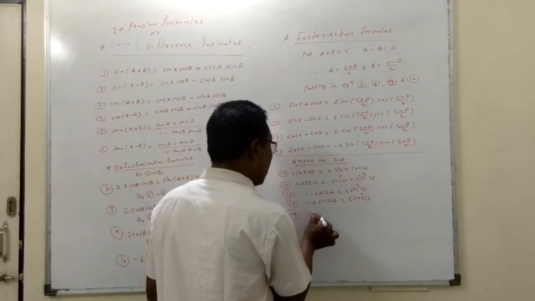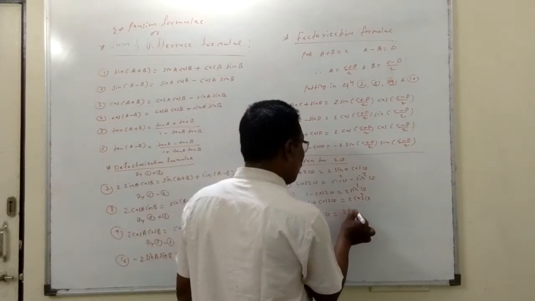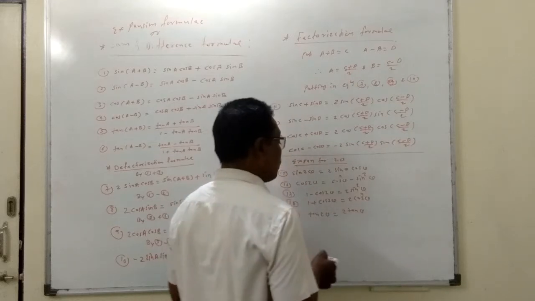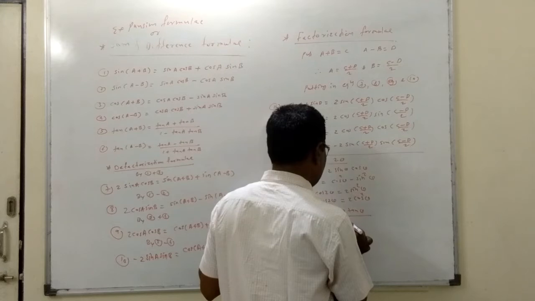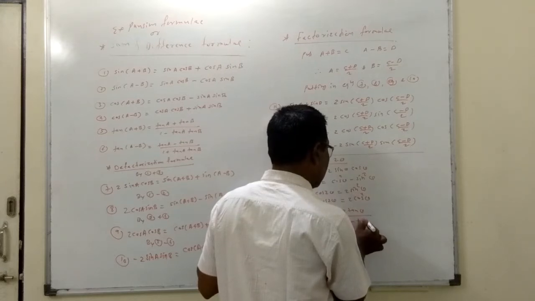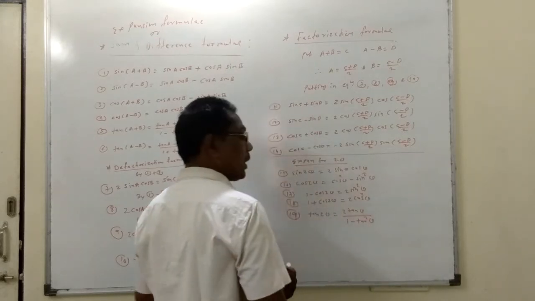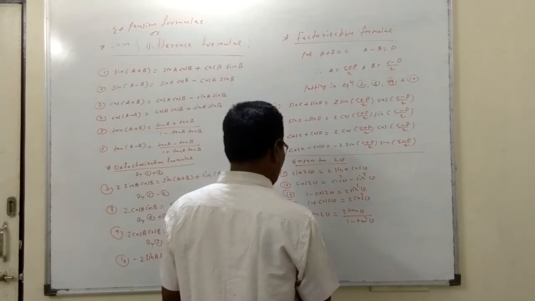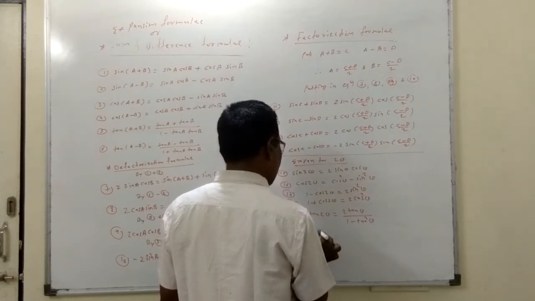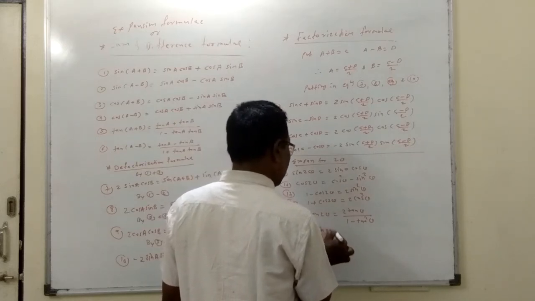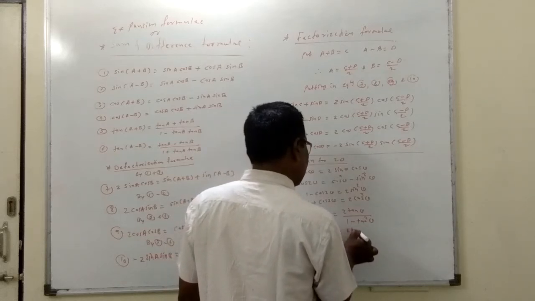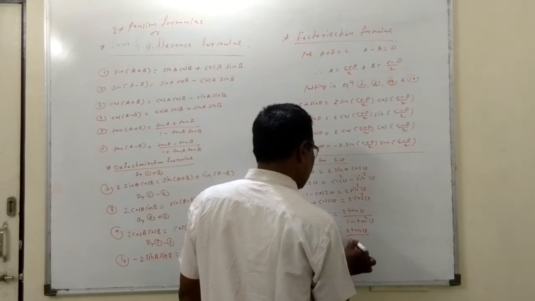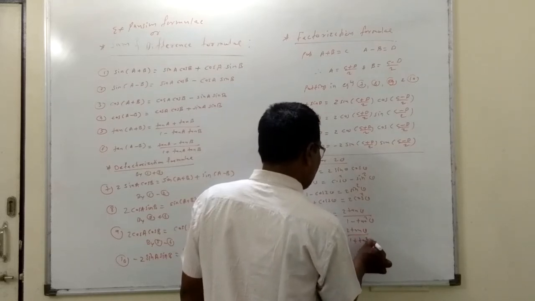Now tan 2 theta, we get 2 tan theta. This tan a plus b formula we use here. 2 tan theta upon 1 minus tan square theta. Now tan is sin upon cos. So sin 2 theta, in terms of tan, we can write 2 tan theta divided by 1 plus tan square theta.